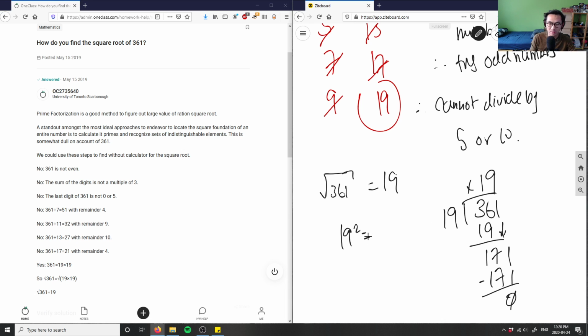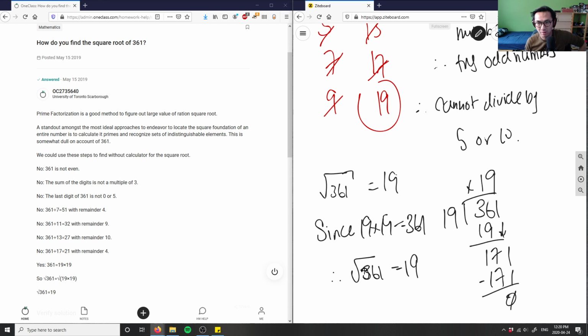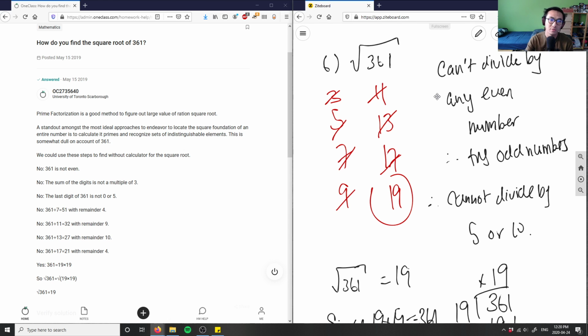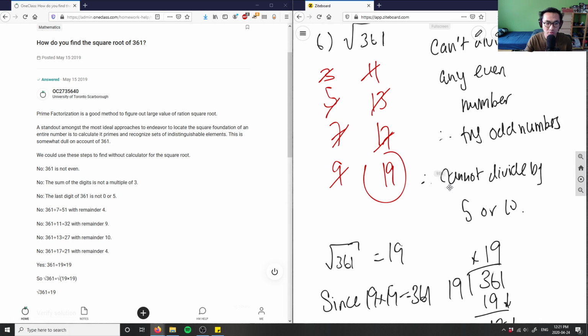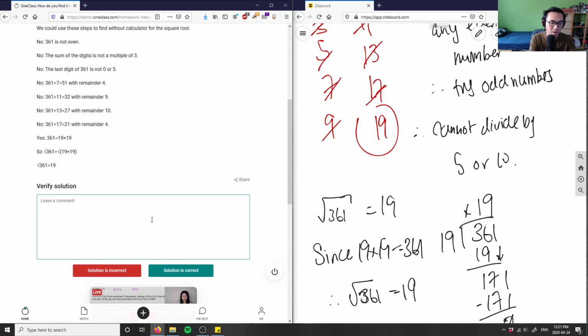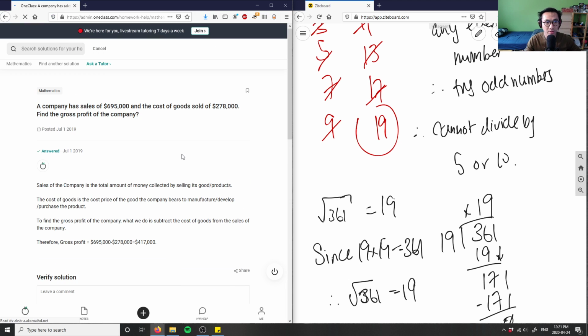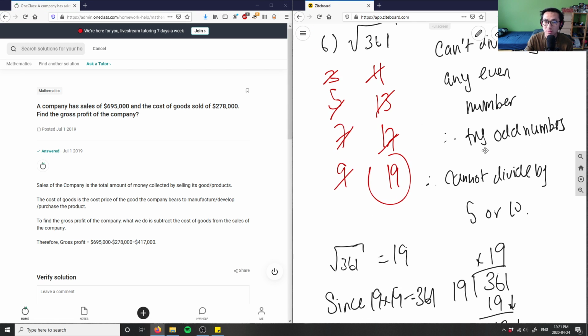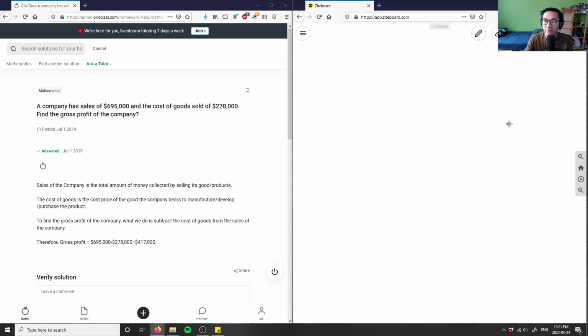Since 19 times 19 equals 361, therefore the square root of 361 equals 19. This is the only kind of solution I can do without using a calculator, because I would have to try out all these factorizations to find out what it divides into. So this solution is correct. They did the exact same thing as I did if I wasn't given a calculator. Great solution and analysis. The solution here is correct. Awesome. So that was number 6. Let's do 7.